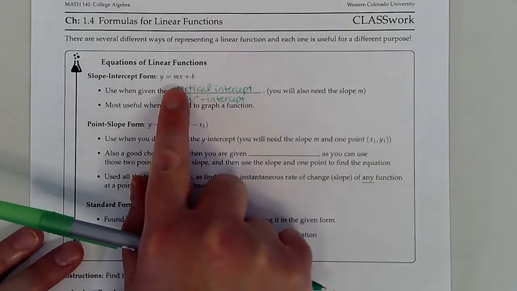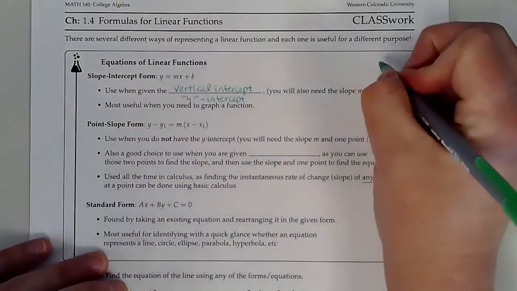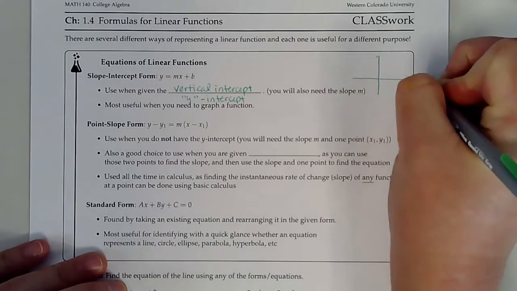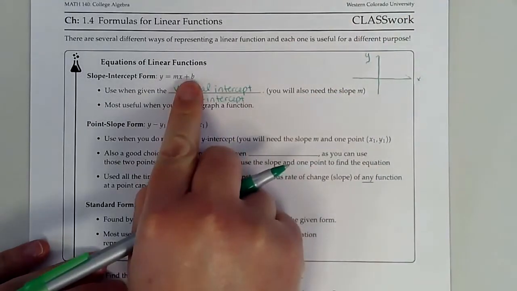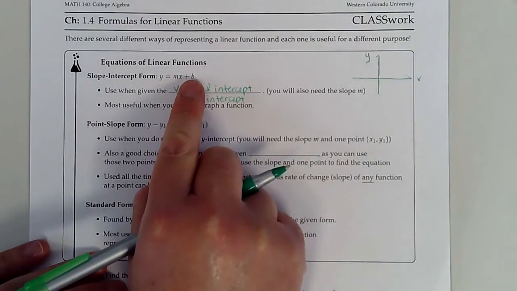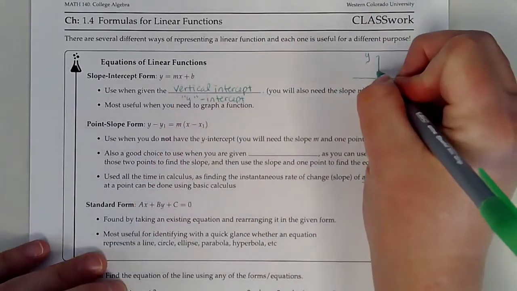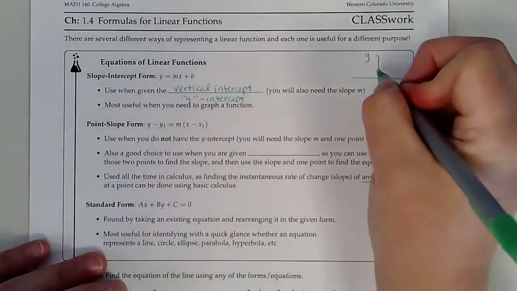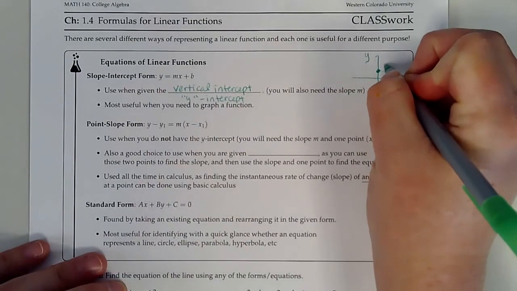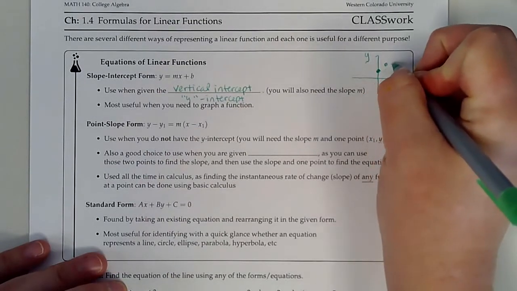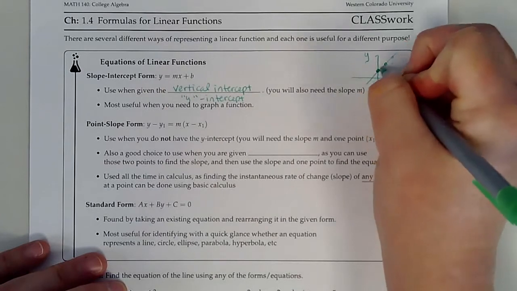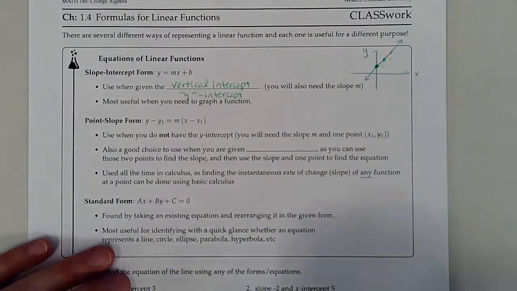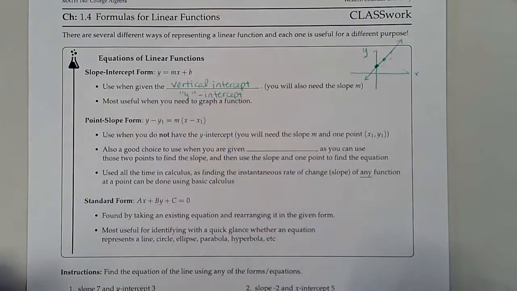This form is really nice if you need to graph a function. And the reason that it's nice is that when you are graphing that function, you would start by plotting that vertical intercept, the value for b. So maybe that value is here. And then you can use the slope and go over and up to get the next point. You can kind of continue that process, and then that gives you a nice, easy way to graph. Okay, so that form is really great if you're given the vertical intercept or if you're looking at doing some graphing.